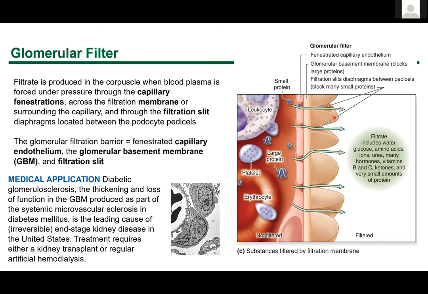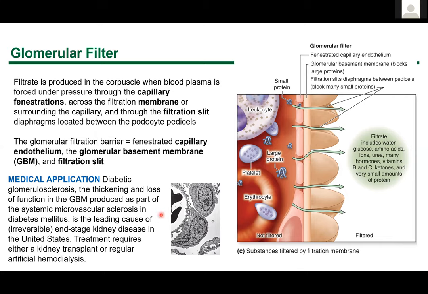There is no quality control mechanism here. There's no place at which protons are reclaimed to keep the body at an appropriate pH, or glucose is reclaimed. So this is just bulk fluid movement. So this is what comes out. It's not the same as urine, but it will eventually be urine. And then the glomerular filtration barrier, this is just the capillary endothelium plus the basement membrane and the filtration slits in there.